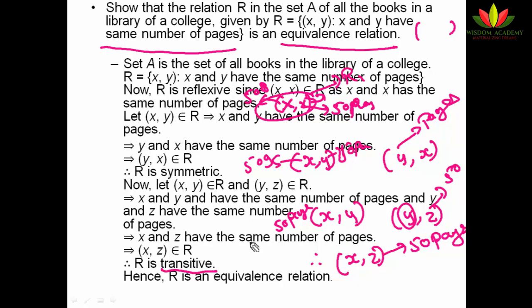These 3 important properties have to be proved. The first property is, if I take the same book together as a relation, then the 2 books should have the same pages. Definitely if the same book is taken as a relation, they both have the same number of pages. And second one is symmetric, that is, if X and Y have the same number of pages, then obviously Y and X also have the same number of pages, so it passed the symmetric test also. So the reflexive test passed and the symmetric test passed. And the third test is the transitive test.